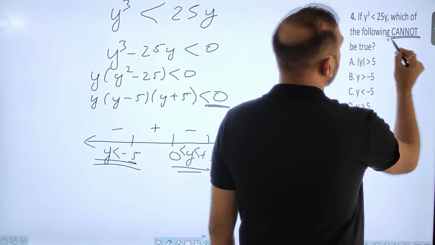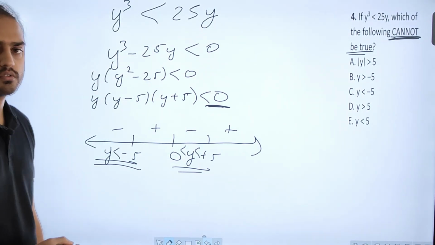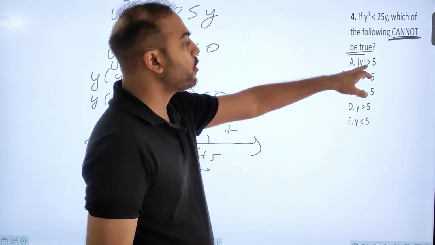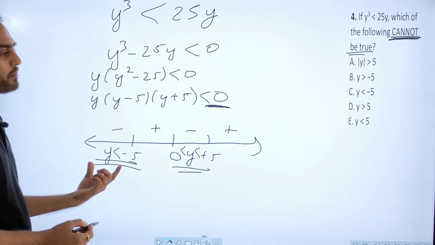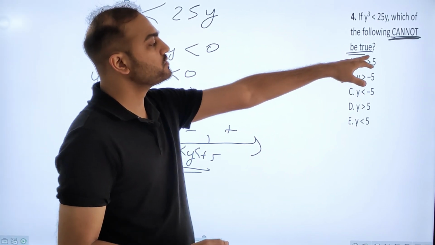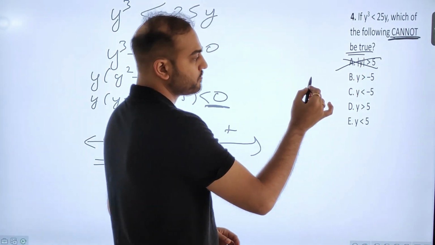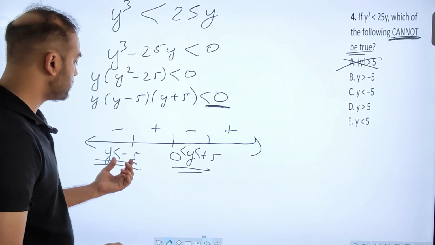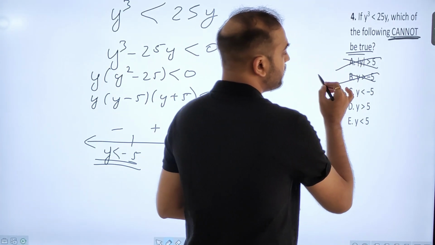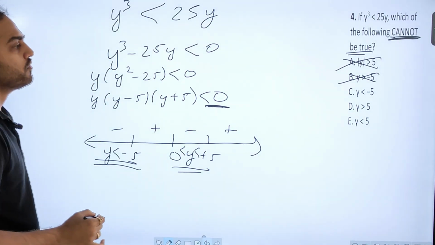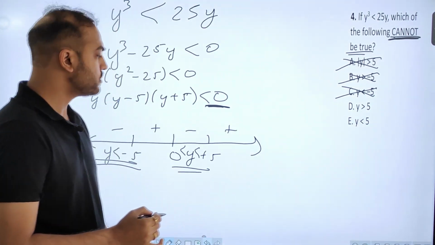Now if you read the question, it says which of the following options cannot be true. Now if you look at modulus y greater than 5, it can be true, because if y is less than minus 5, say minus 6, then modulus y can be greater than 5. So this can be true. Y greater than minus 5, yes, if y is between 0 to 5, right, can be true.